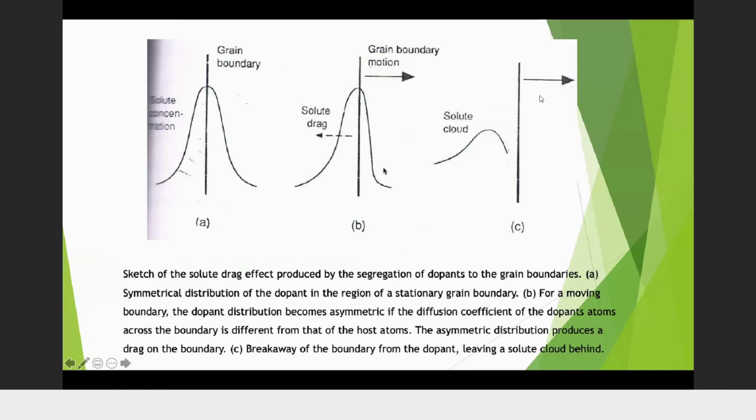And if the diffusion coefficient of the dopant atoms across the boundary is different from that of the host, so they are moving, right? If there is a difference in the coefficient of the dopants, there would be a breakaway of the boundary from the dopant, and this will leave the solute cloud behind. So this is the solute drag effect, okay? So it will slow down the movement of the grain boundary.